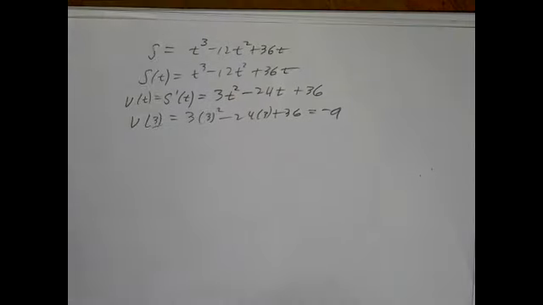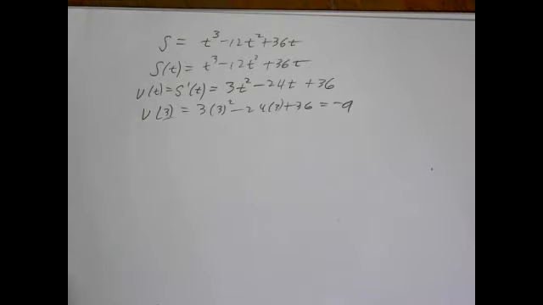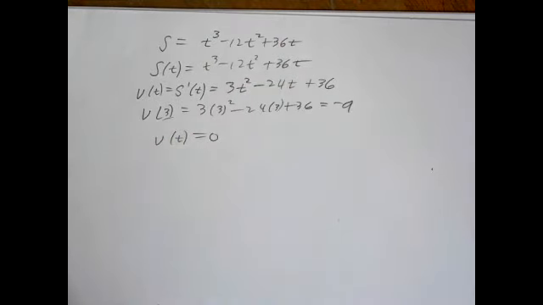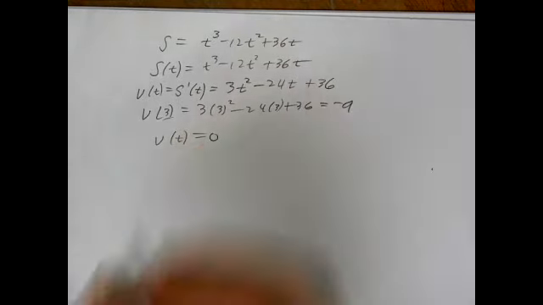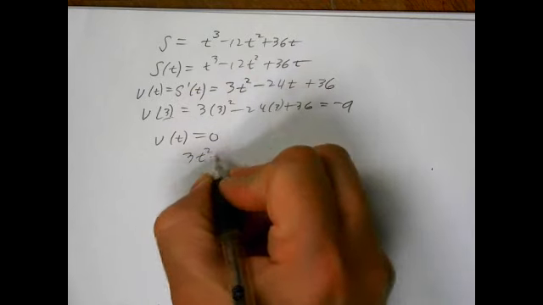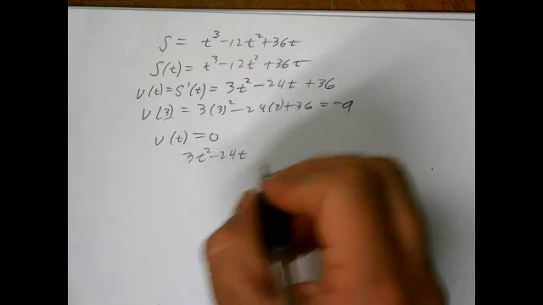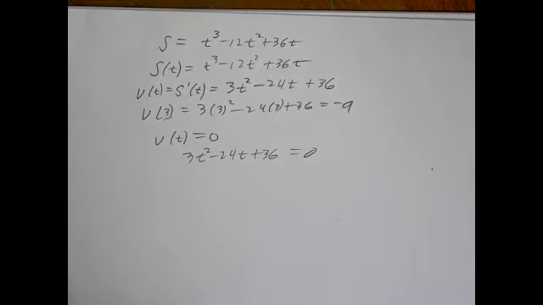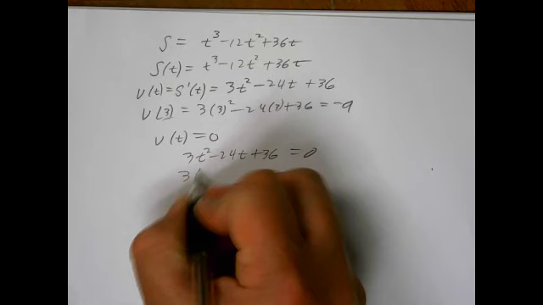All right? If they were to ask, when is the particle at rest? Well, you are at rest when your velocity is equal to 0. So I would take the 3t squared minus the 24t plus the 36, and I would set it equal to 0. And I'm hoping they're giving me some nice numbers for this, so let's find out if we can do this by hand and not have to use something like a quadratic formula. I'm going to factor out a 3 first.